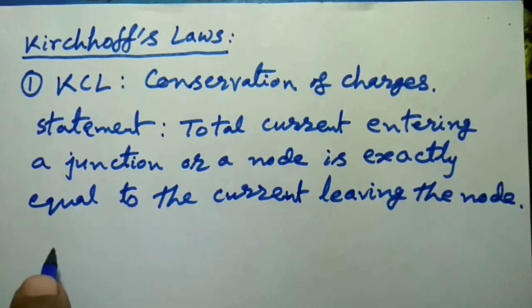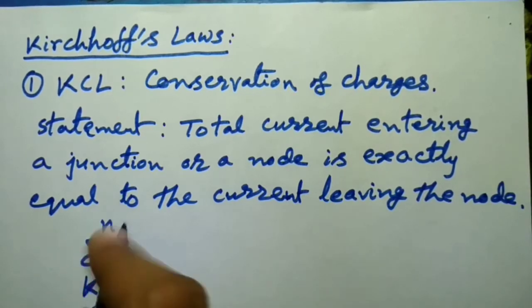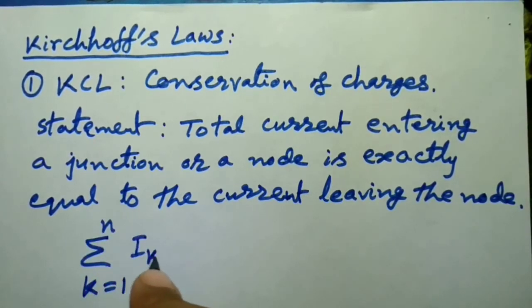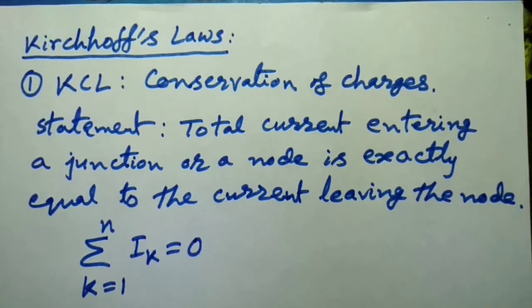In mathematical format, we can write the sum of all currents at a junction at a particular time is equal to 0. Here n is the total number of branches with the current flowing towards or away from the node.